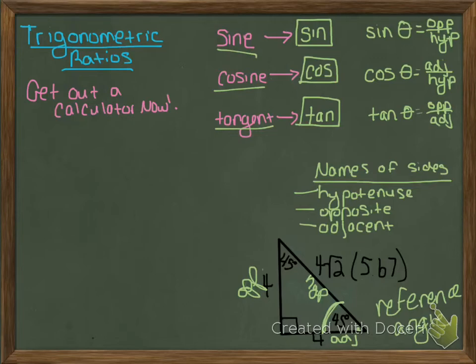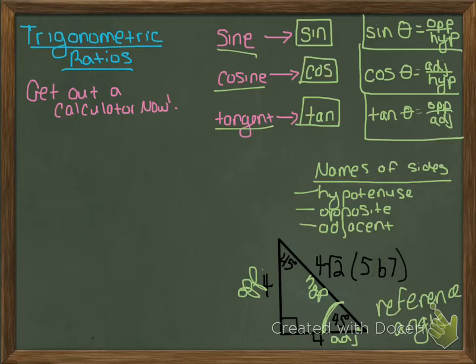So what you're going to be telling your calculator is, hey, I've got a 45, 45, 90 triangle, and I want to know what the ratio is of the opposite over the hypotenuse in a 45, 45, 90 triangle. Your calculator recognizes the sine ratio as being the opposite over the hypotenuse, the cosine ratio as being the adjacent over the hypotenuse, and the tangent ratio as being the opposite over the adjacent.